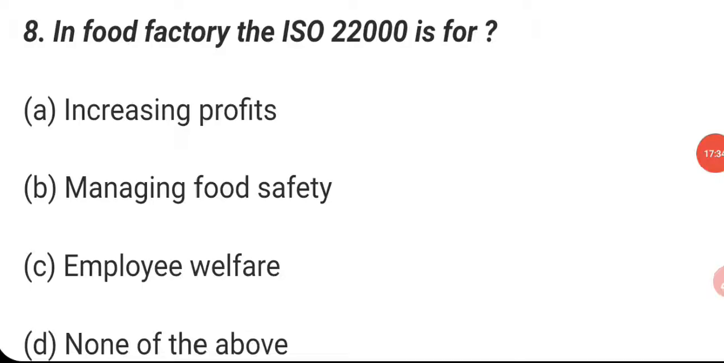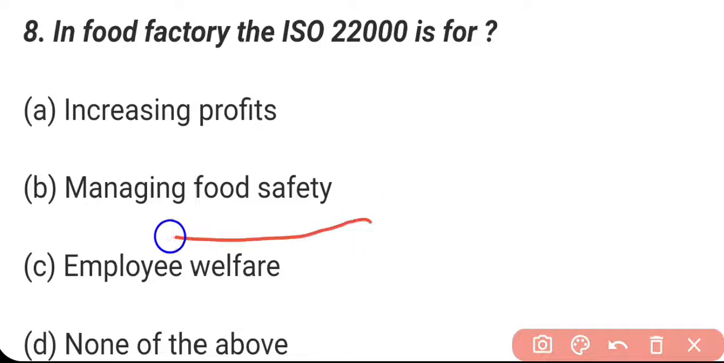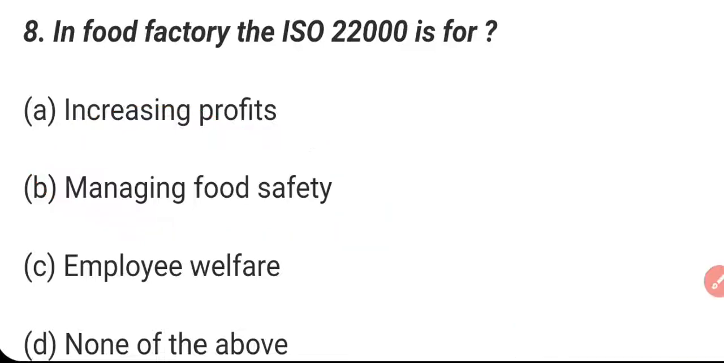Okay. Next, in a food factory, the ISO 22000 is for what? It is for managing food safety. How food safety is managed and what level, what standard it should be, that is what this is.